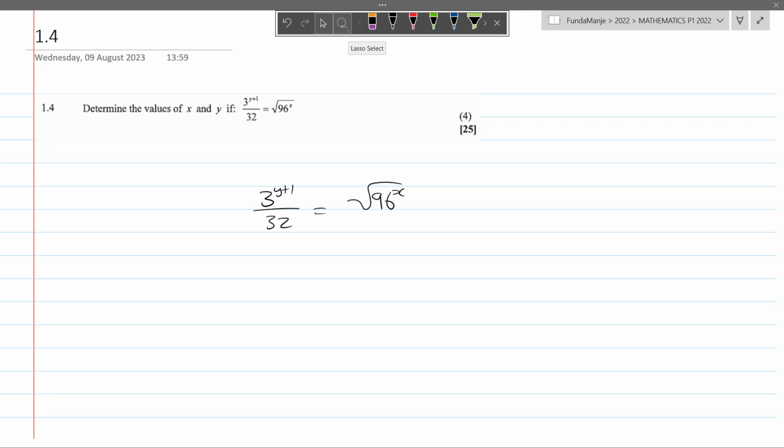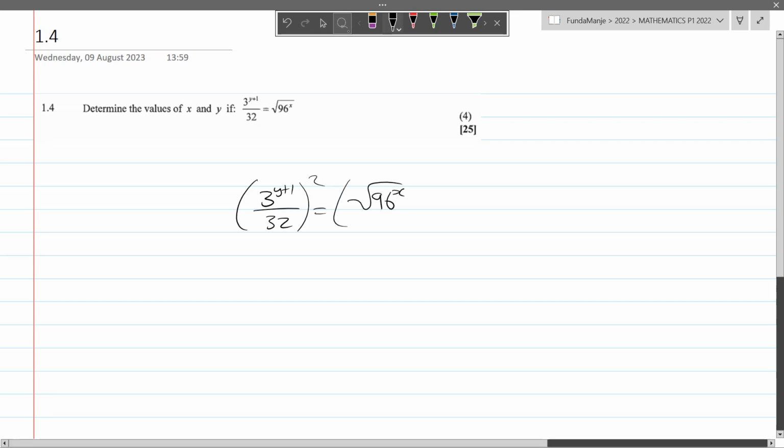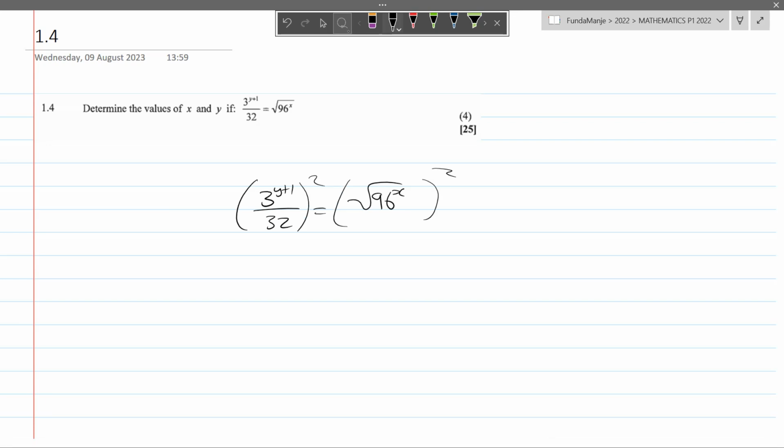So our first step to solving this problem would be to square both sides so we can get rid of that square root. If I square this side, I'll have 3 to the power of 2y plus 1, like that, all over 32 to the power of 2. But 32, I can rewrite as 2 to the power of 5. I'm trying to get everything in its factorized form so I can hopefully see something. So this will be 2 to the power of 5 times 2, which will be equal to, this cancelled would just give us 96 to the power of x.